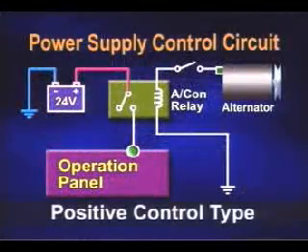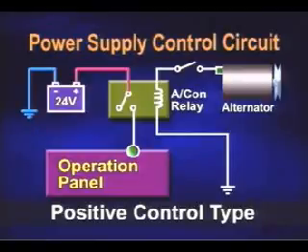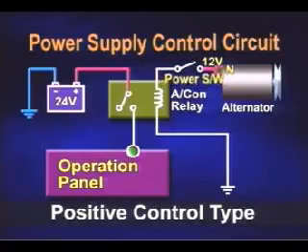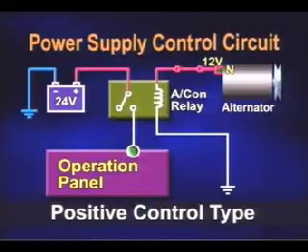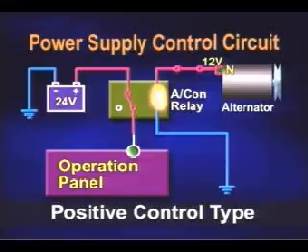This screen shows the circuit diagram of the positive control type. When the engine starts, the N terminal of the alternator outputs 12 volts. Then it waits at the air conditioner power switch. When the air conditioner power switch is turned on, standby current gets grounded after passing the excitation coil of the air conditioner relay. The air conditioner relay is on, and standby current is supplied to the operation panel's power terminal.